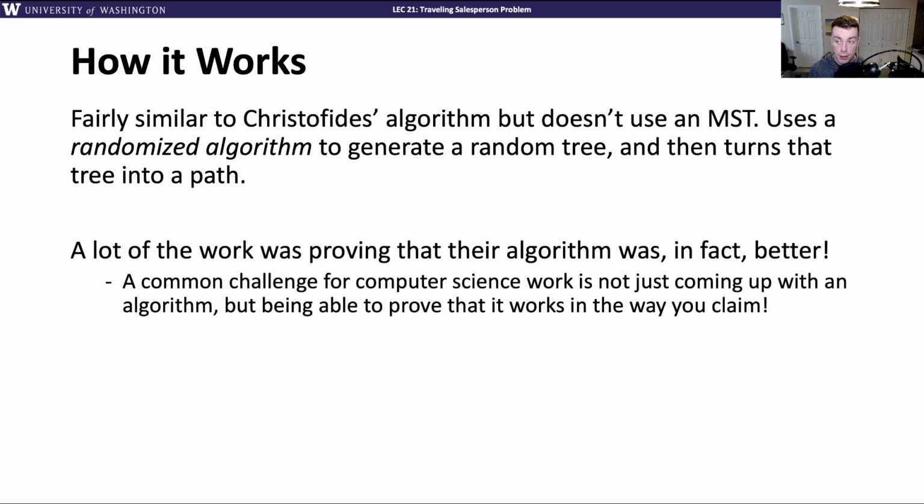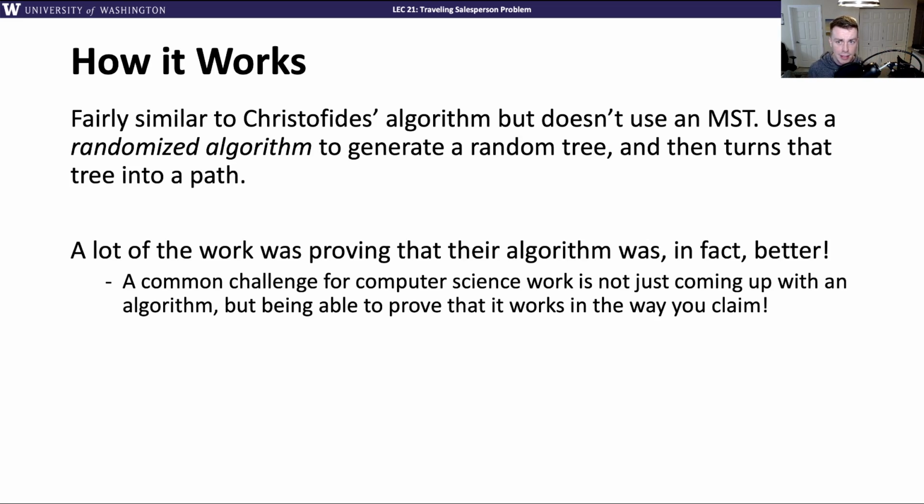So their algorithm is actually very similar to Christofides' algorithm in spirit. Just like how Christofides' algorithm was our MST approximation, but changing how we go from the MST to the final solution, they made another change. Instead of using a minimum spanning tree, they generate a tree using what we call a randomized algorithm, an algorithm that uses random numbers to help it make choices along the way. So it generates a random tree and then uses a process similar to Christofides' algorithm to take that tree and turn it into a cycle.